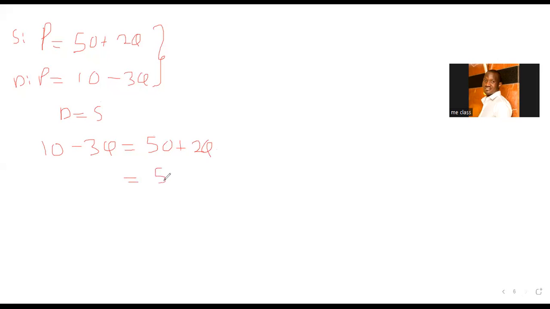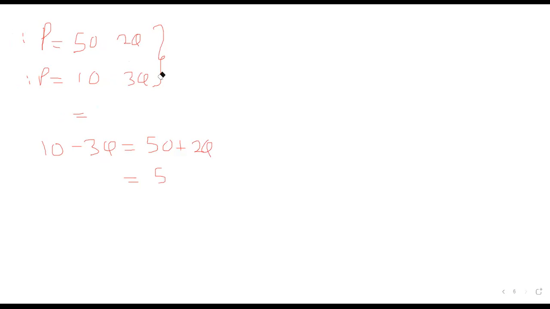This 50 will be here. This is supposed to be plus, and this is supposed to be minus. Let's swap the signs. So this is supposed to be minus, and this is plus.